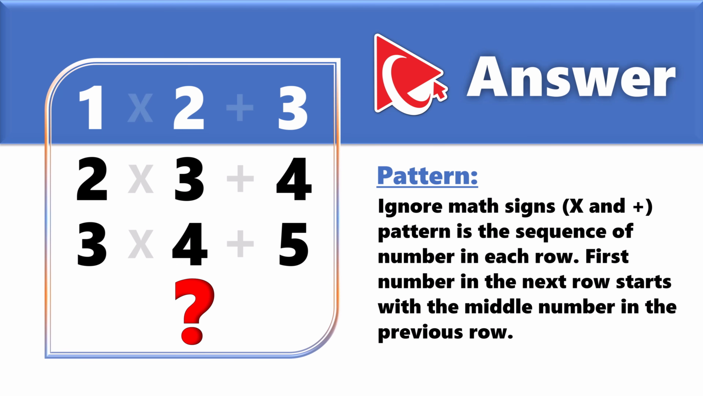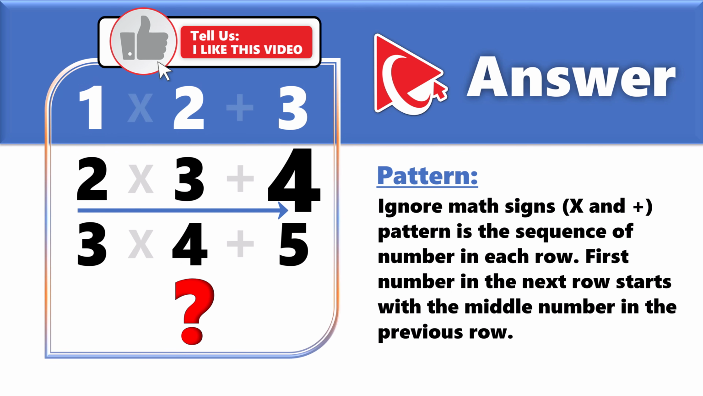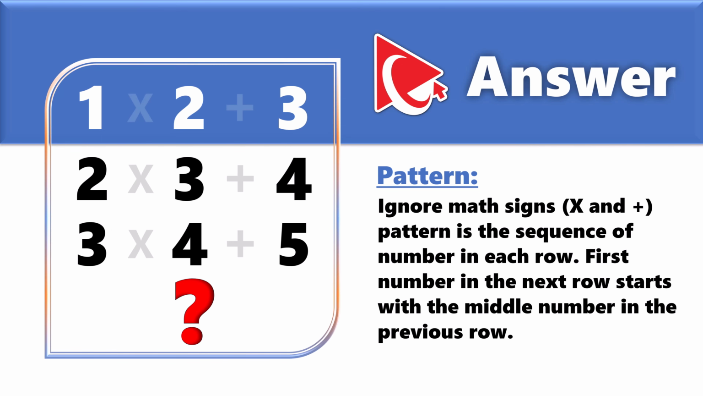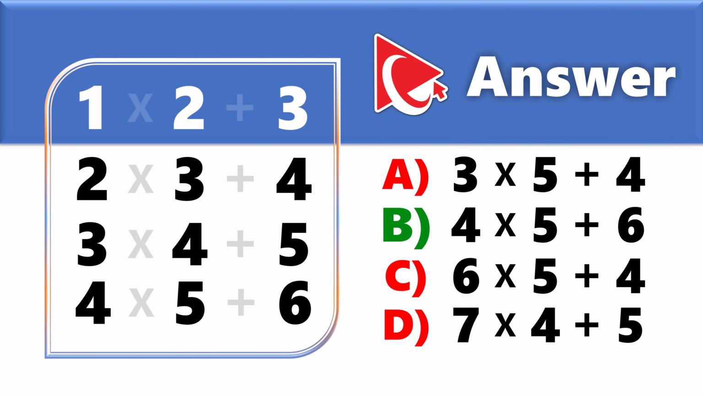For example, let's take a look at the row 1. The numbers are 1, 2, 3. In second row, the numbers are 2, 3, and 4. In the third row, the numbers are 3, 4, and 5. So what we see is that the number in the next row starts with the middle number of the previous row, which means that correct numbers for the row 4 would be 4, 5, and 6. So the correct answer here is choice B, 4 by 5 plus 6.